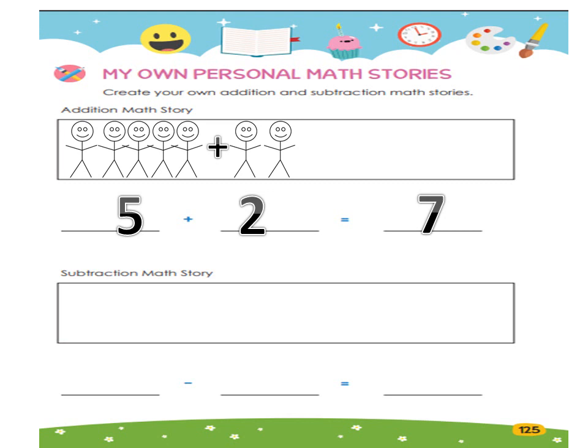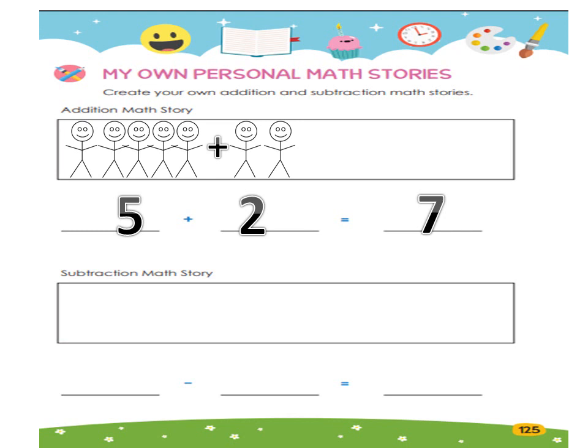I added people to my home. We were 5 people and 2 came to live with us, so we added people and they became 7. The number gets bigger. So it is an addition problem. Addition means plus. Okay, here he wants you to draw a subtraction problem.